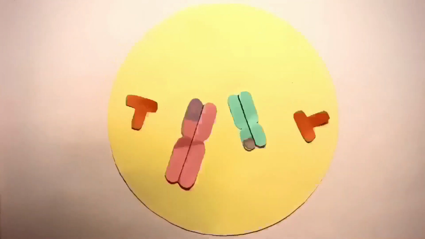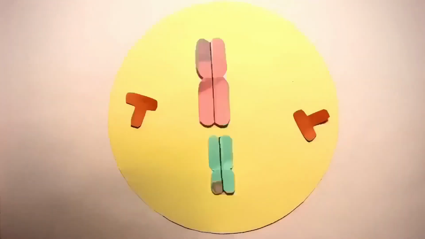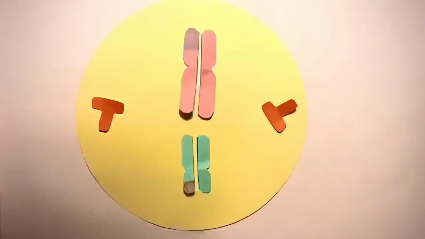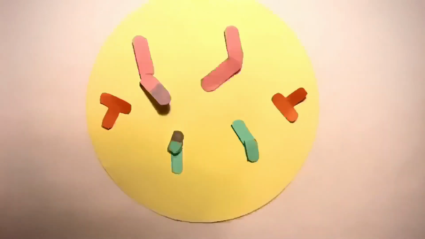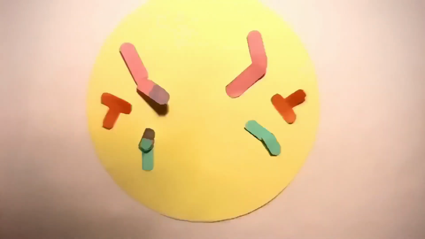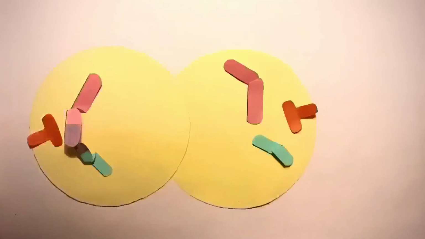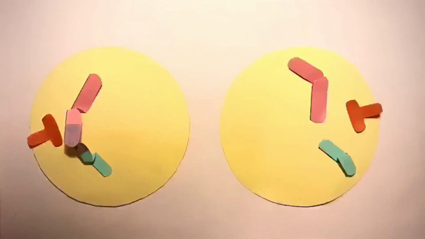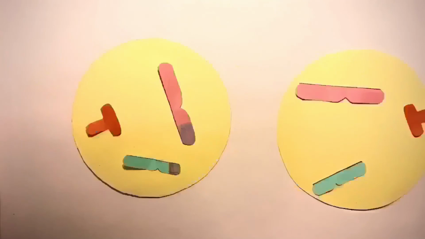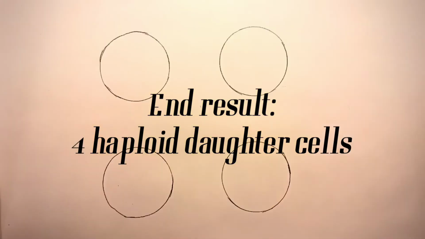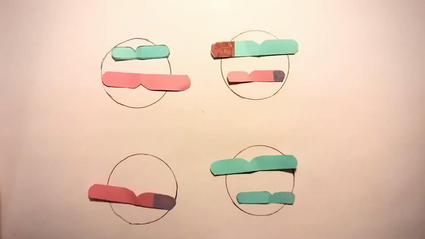In metaphase 2, the chromosomes individually line up at the metaphase plate. In anaphase 2, the sister chromatids separate and are pulled to opposite sides of the cell. And in telophase 2, the chromosomes decondense, nuclear membranes reform, and cytokinesis occurs. The final product of meiosis is 4 haploid daughter cells.